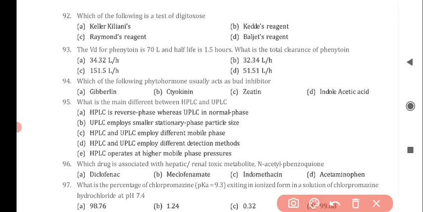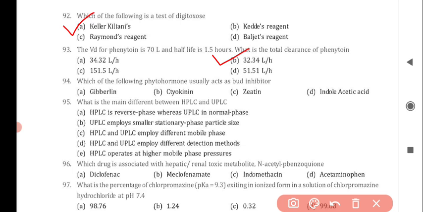Next question is, which of the following is the test of digitoxose? And the correct answer is option A, Keller-Kiliani. Next question is, the volume of distribution for phenytoin is 70 liter and half-life is 1.5 hours. What is the total clearance of phenytoin? And the correct answer is option B, that is 32.34 liter per hour.